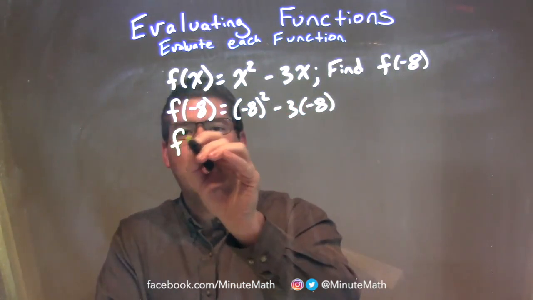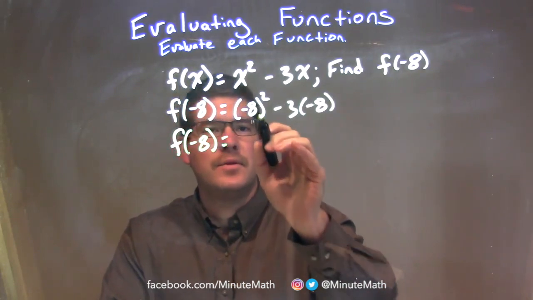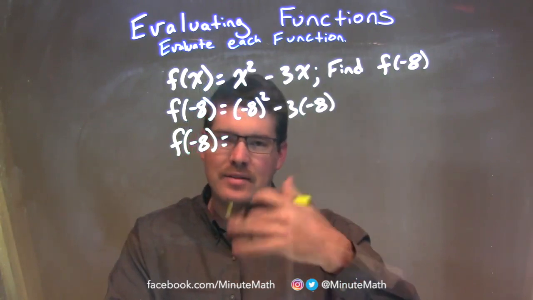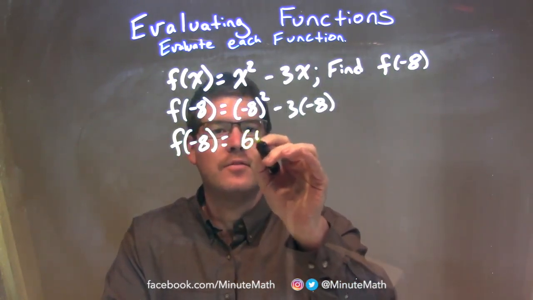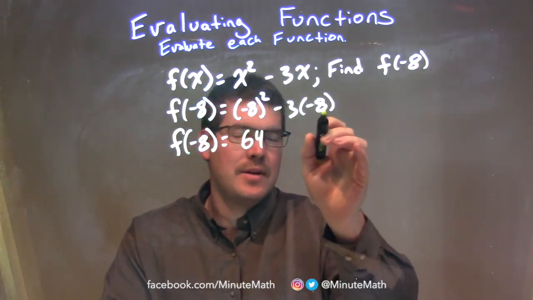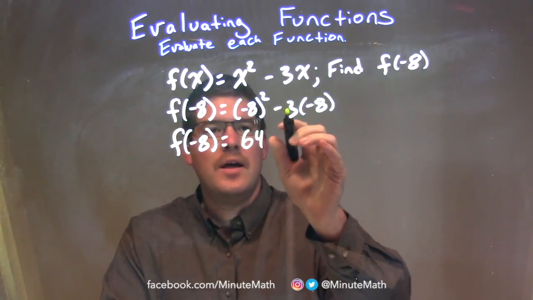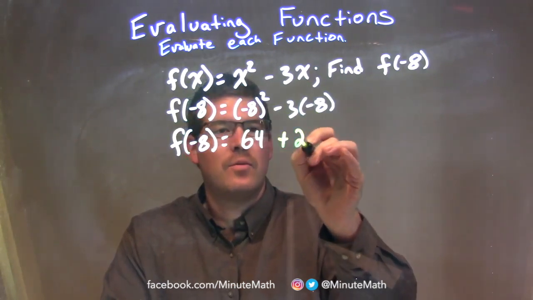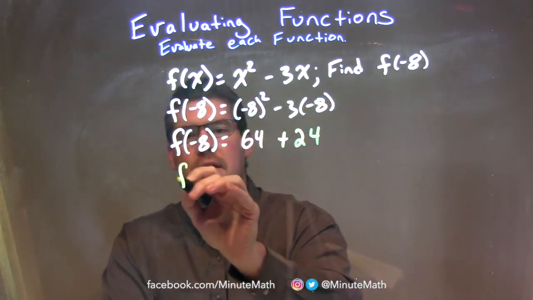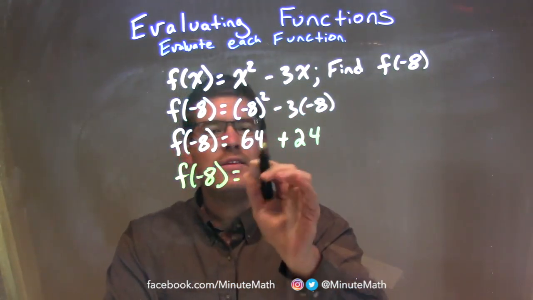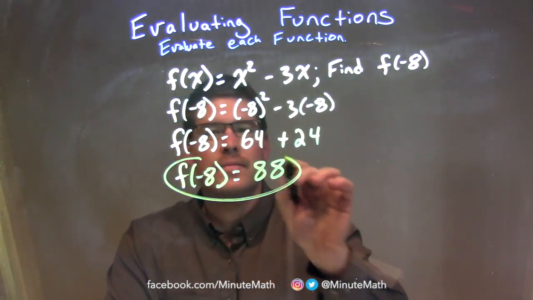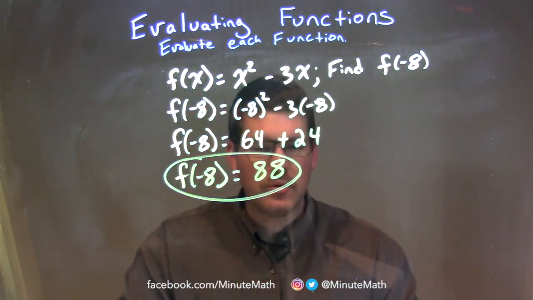So f of negative 8 is equal to negative 8 squared, which is a positive 64. Negative 8 times negative 8 is a positive 64. Then we have minus 3 times negative 8, which is a positive 24. So minus 3 times a negative 8 is like plus 24. Now we add 64 plus 24, which is 88. So our final answer is f of negative 8 is equal to positive 88.